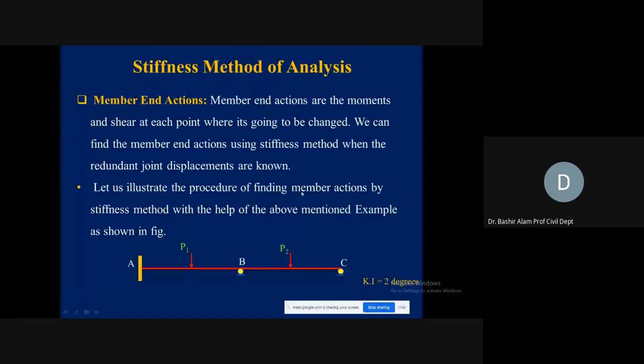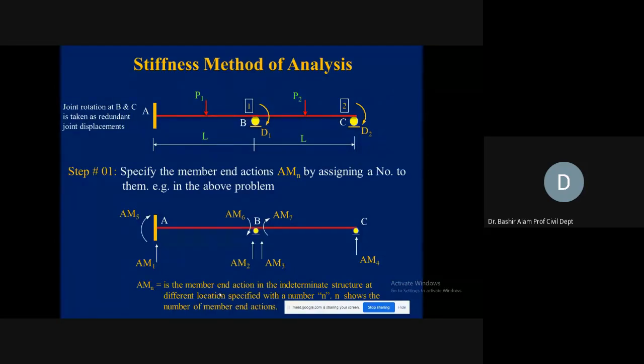Let's illustrate the procedure of finding member actions by the stiffness method with the help of the above mentioned example. Again, the same example: P1 in the left span, P2 in the BC span. If member end actions, even support reactions, are required, how do we find them? So let's go. Here, if you see D1 and D2, these were our unknown joint displacements. Now we specify the member end actions that we are interested in, shear or support reaction at A.